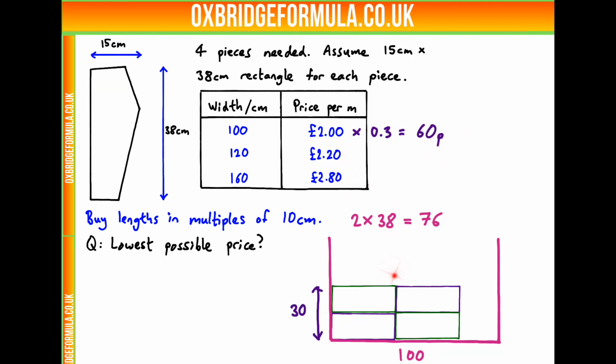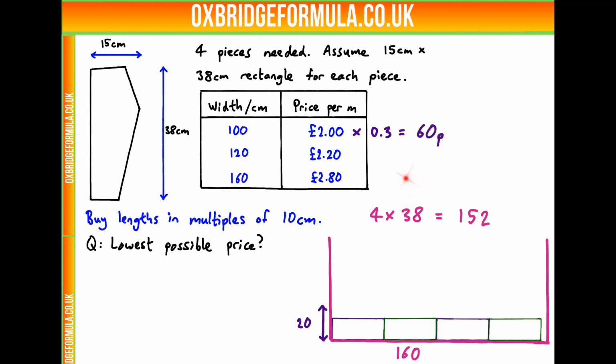So let's compare this to our other option. If this one was 60p, how much would this be? So we're buying 20 centimeters of this one, so £2.80 times 0.2, well, times 0.1 would be 28p, so times 0.2 is therefore 56p. And therefore we can see, as we noted, that they're very close, but this option with them all lengthways is the cheaper one.